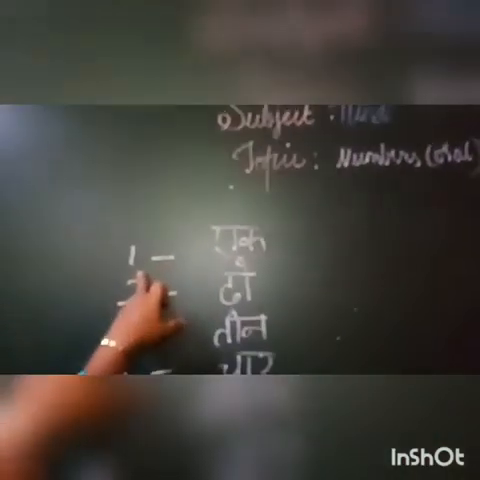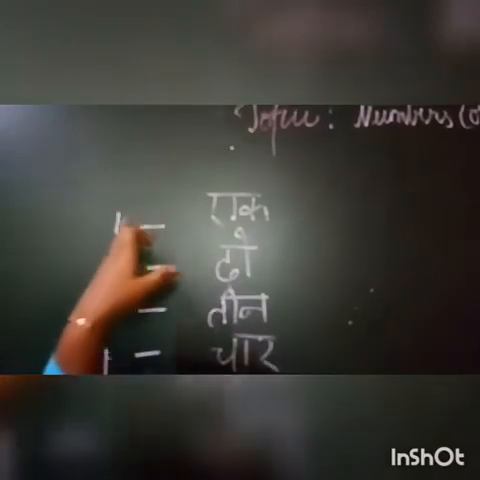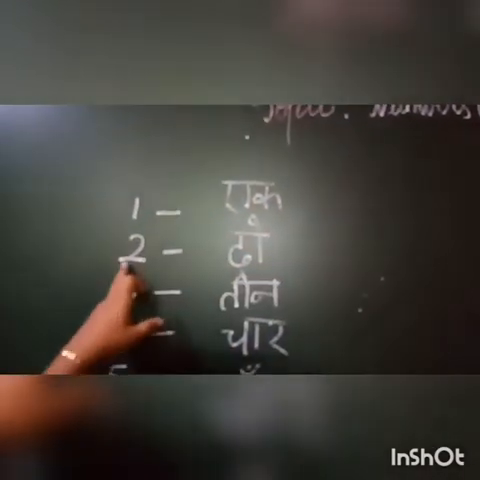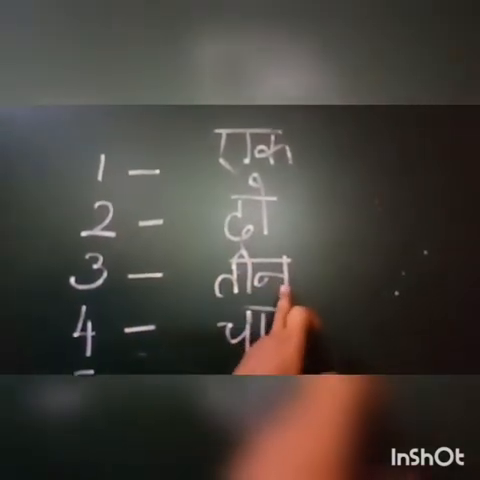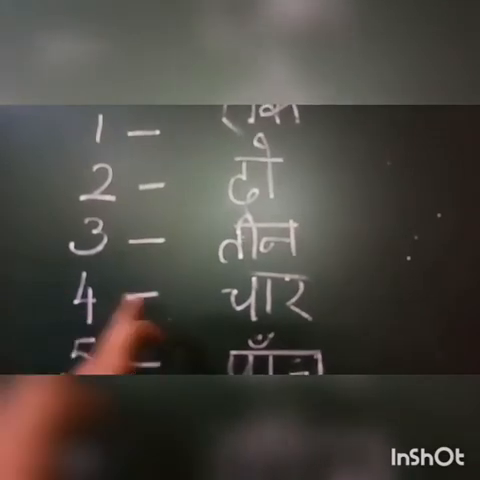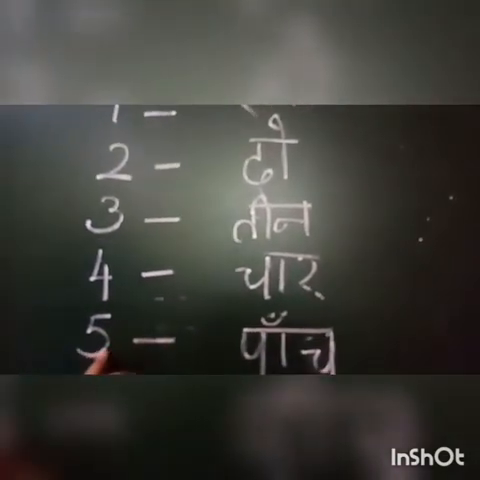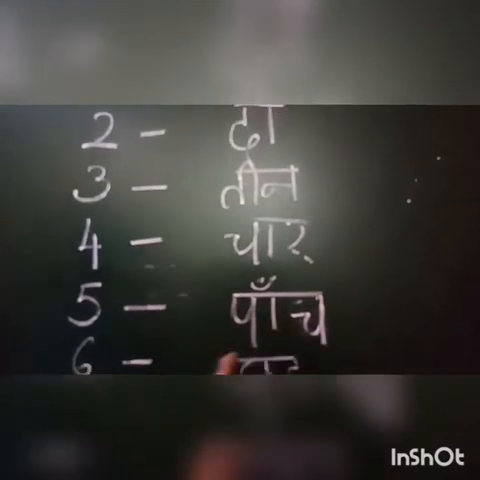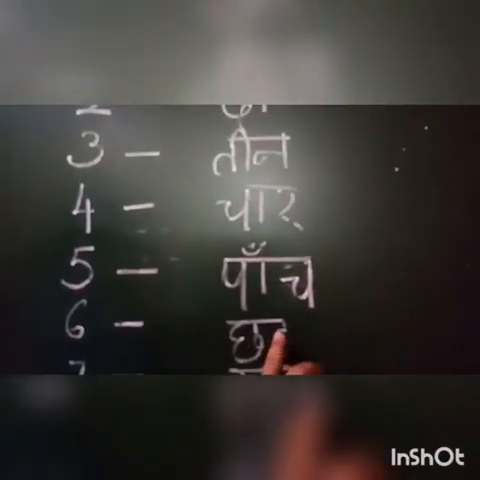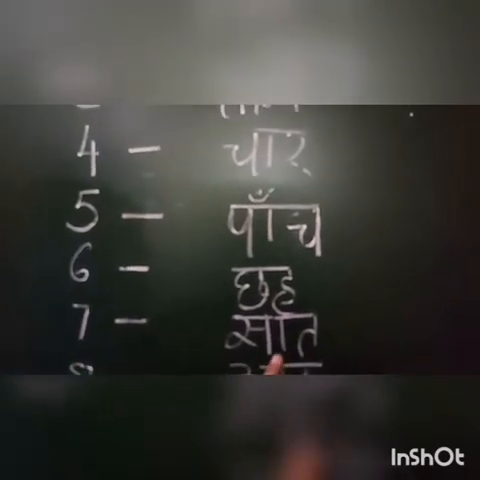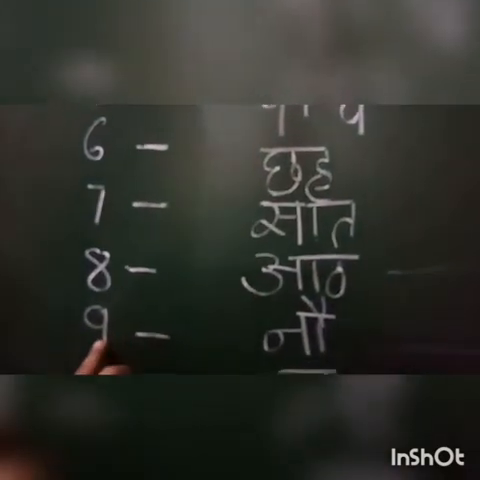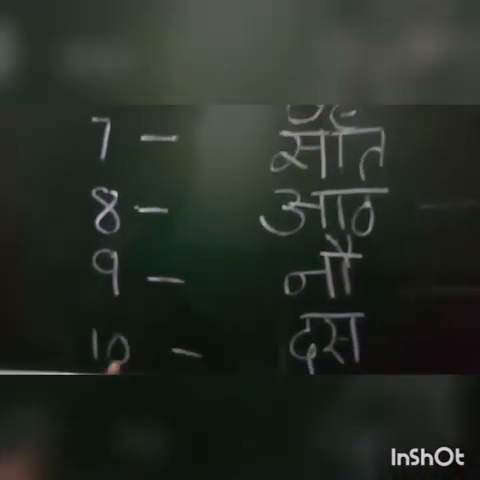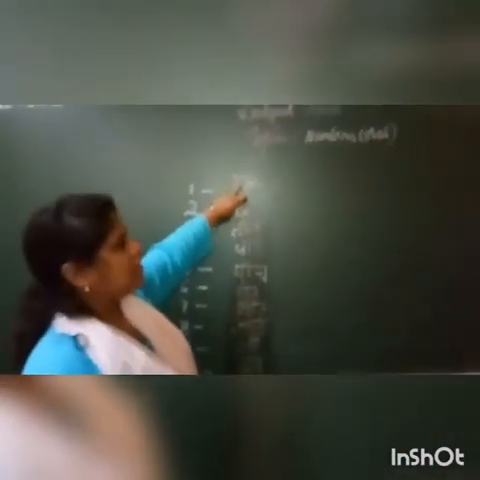This is 1. 1 yani ek. 1 yani ek. 2 do. 3 teen. 4 char. 5 panch. 6 chhah. 7 saat. 8 aath. 9 nau. 10 das. Once again.